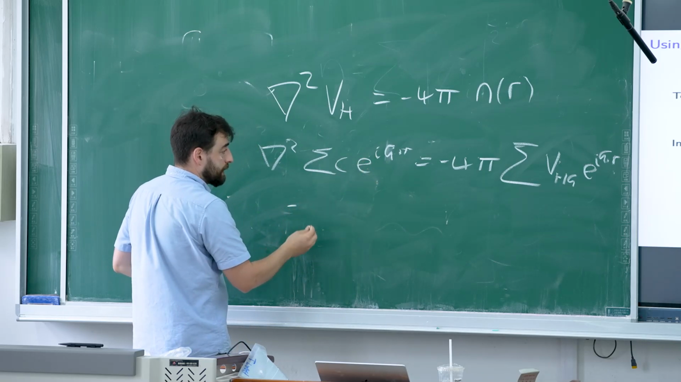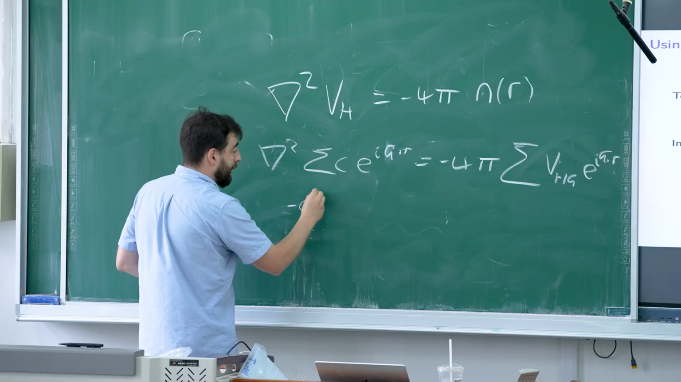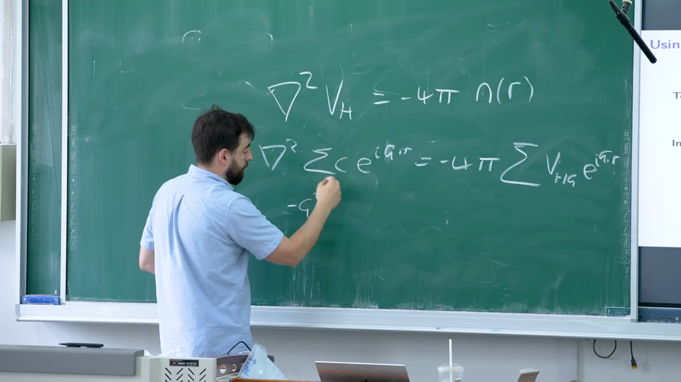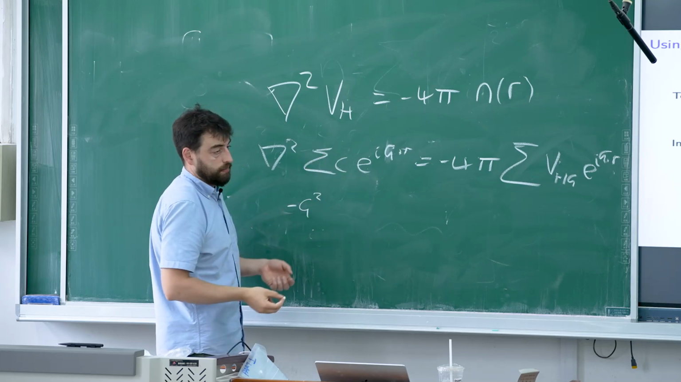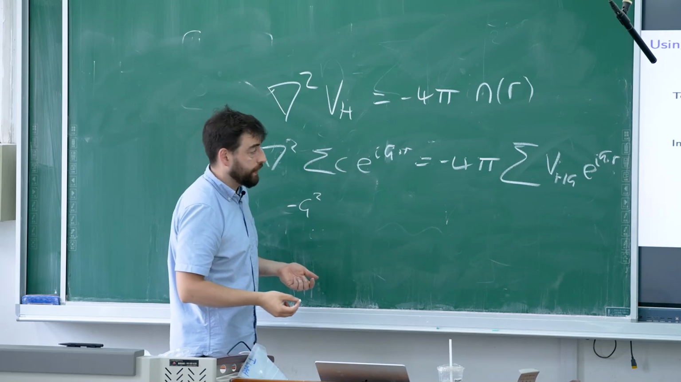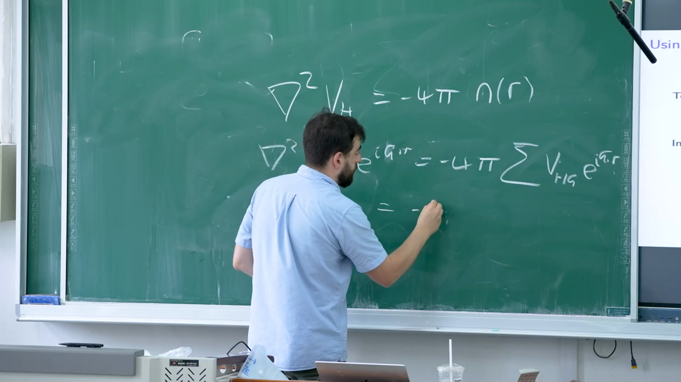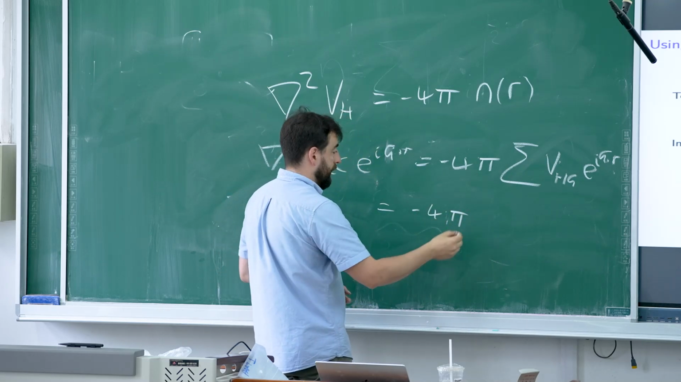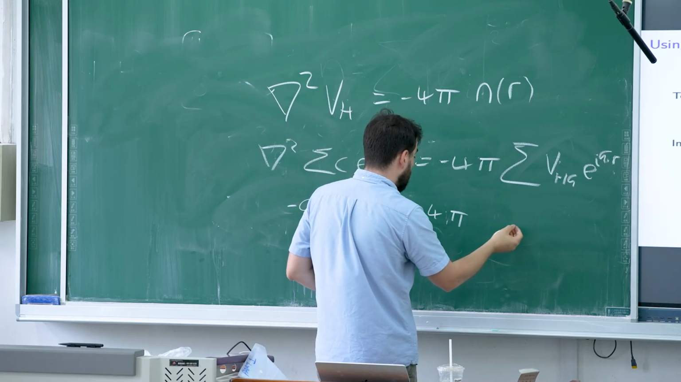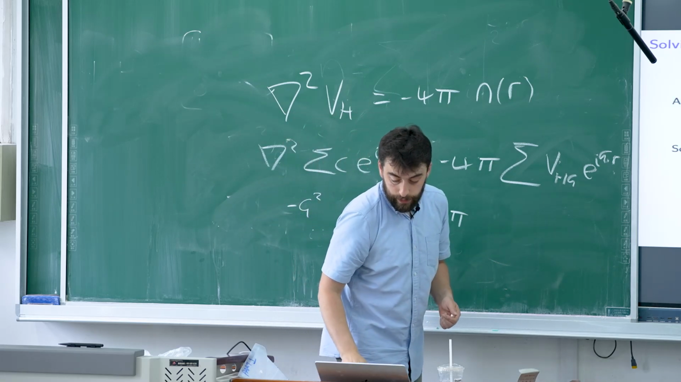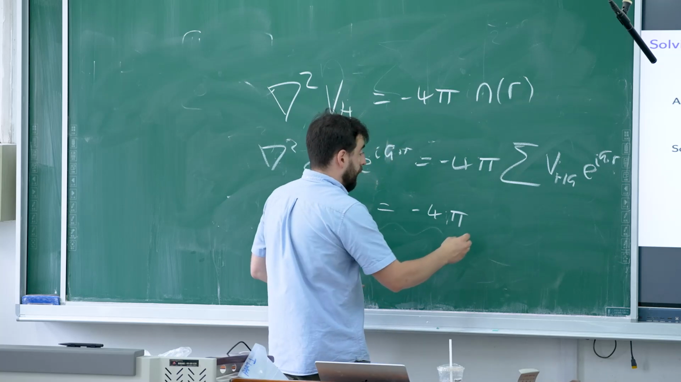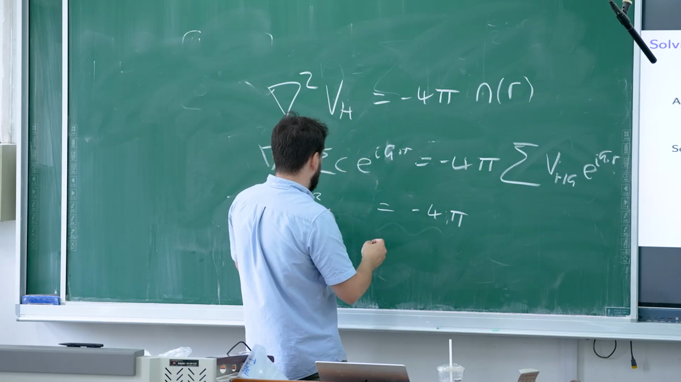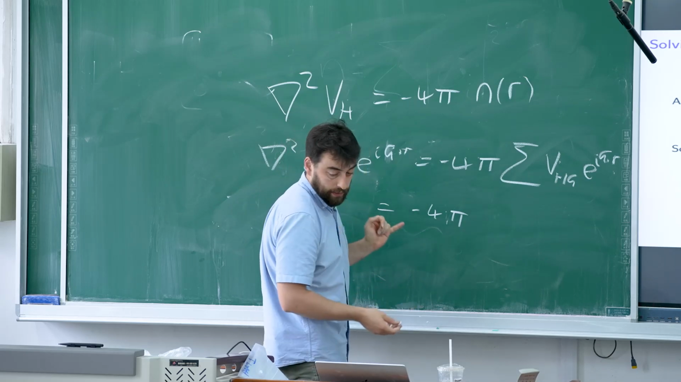We're just going to have a minus g squared, and then we're going to have the sum over our coefficients. And on the other side, we're going to have a minus 4 pi, a bunch of coefficients, and our plane waves. So if we look on the next slide, you can see that on this side we've got a g squared, and we've got a density on the other side.